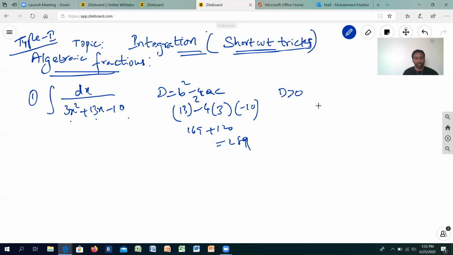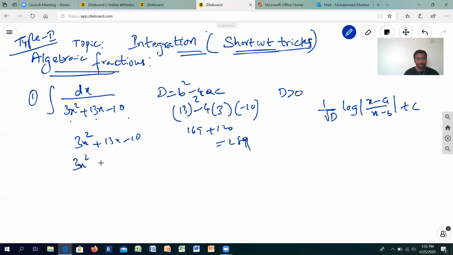So we'll apply the first formula that I have given you. Remember that, I'm writing it down. You can note it down also: 1 by root of d log mod x minus a by x minus b plus c. Now, how should I take x minus a and x minus b? For that, as I told, two steps. First, check the discriminant and then work it out with the factors of this one, just like the normal splitting the middle term method. Work it out with the factors of 30, that is 15 and 2 or 10 and 3. I'll avoid that 10 and 3 because I need a plus over here. So I'll take 15x minus 2x minus 10.